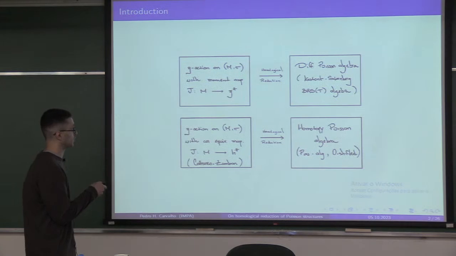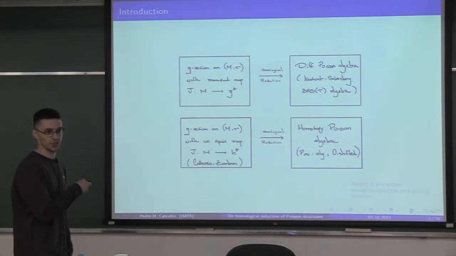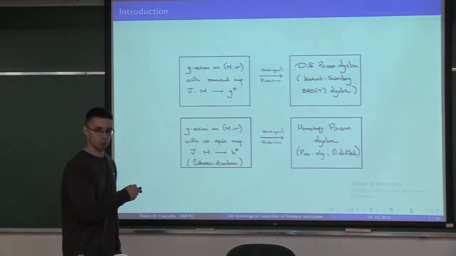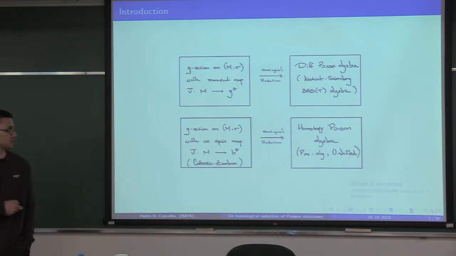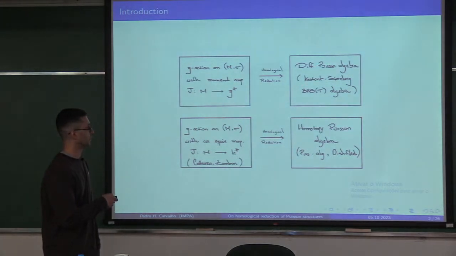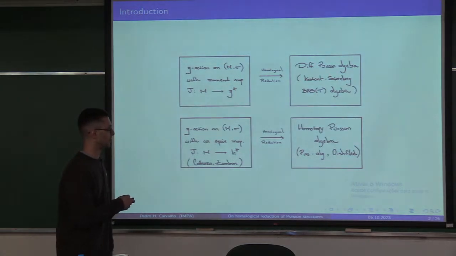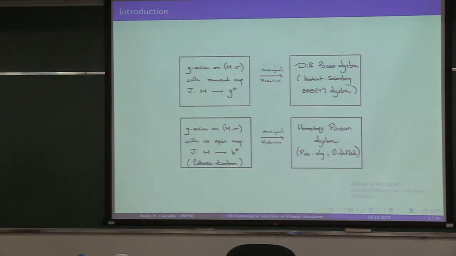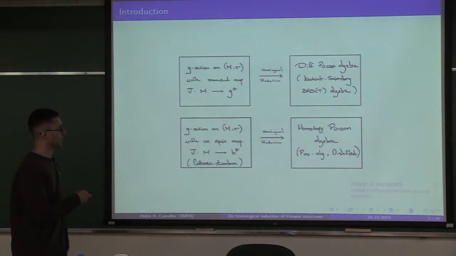And I will start in the usual Hamiltonian context. So you have a G action on a Poisson manifold with a moment map, and you do this homological reduction, and you get a differential graded Poisson algebra that knows something about the reduced space associated to this reduction data. This differential graded Poisson algebra is what Kostant and Sternberg in their paper actually call the BRS algebra, and it sometimes also appears with a T in the literature.